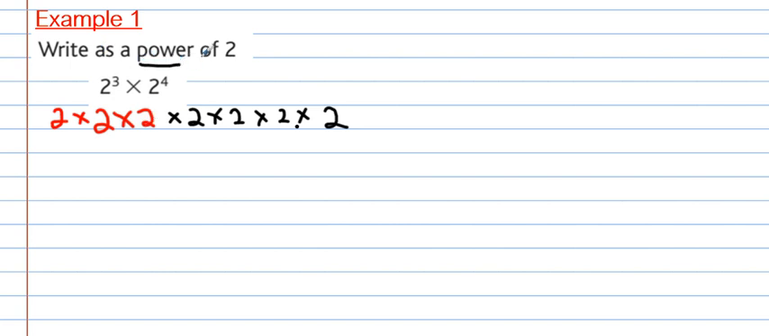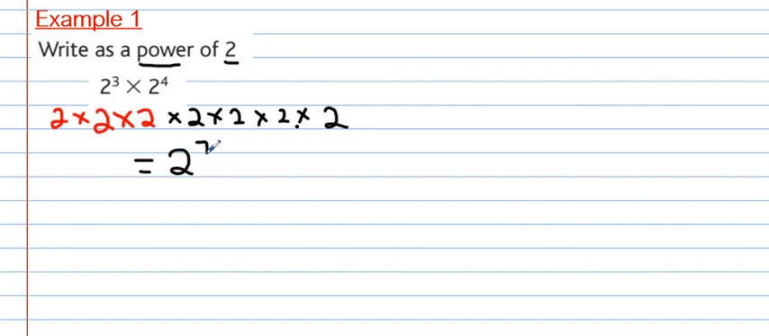Because we want to write it as a single power, as just the power of 2, the base here is 2. So how many 2's do we have altogether? 1, 2, 3, 4, 5, 6, 7. So it's 2 to the power of 7.